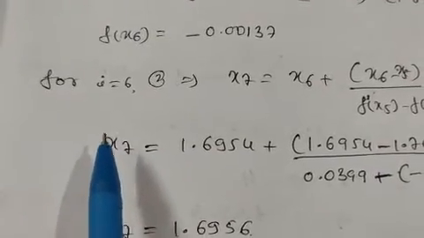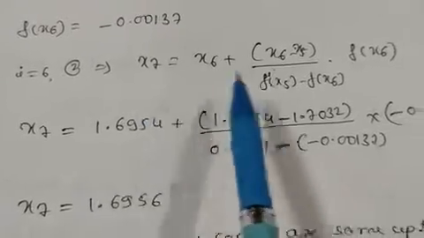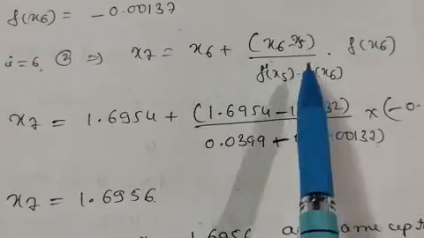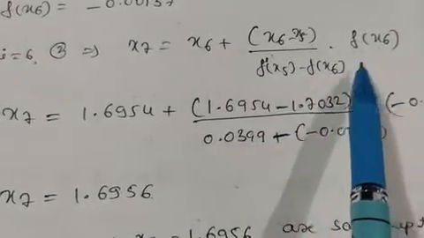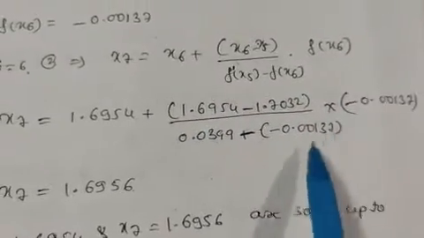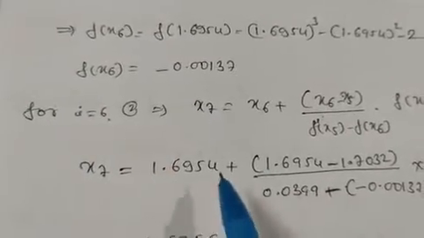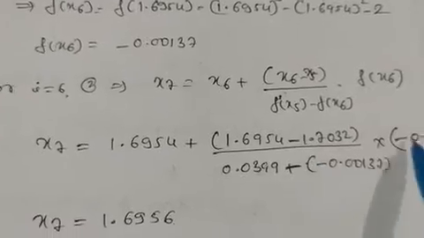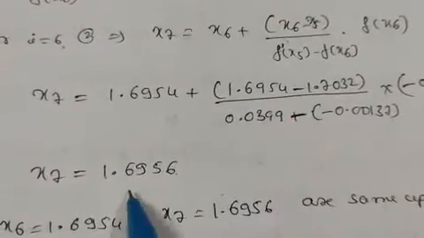Next you put i equals 6 in equation 2. Then x7 is equal to x6 plus x6 minus x5 divided by f of x5 minus f of x6, into f of x6. All these values are known from previous steps. We know x6, f of x5, and f of x6. Substitute all the values from previous steps. So we will get x7.